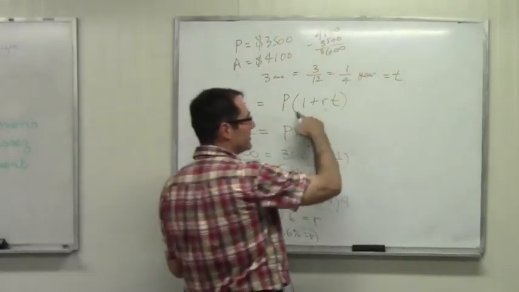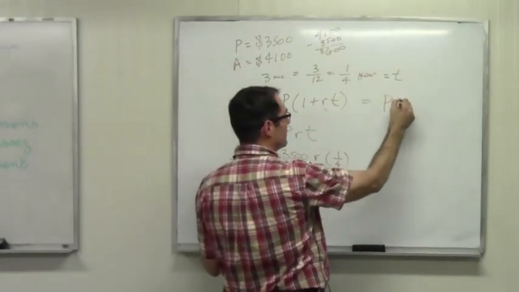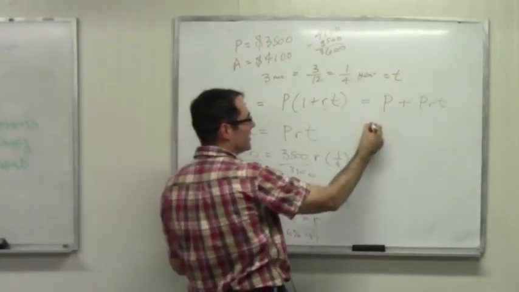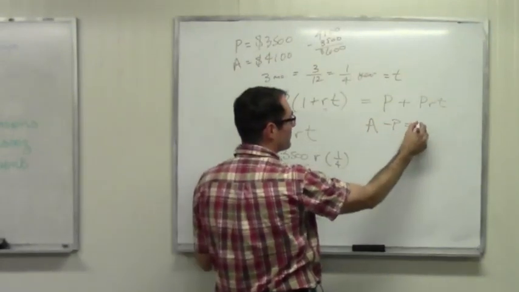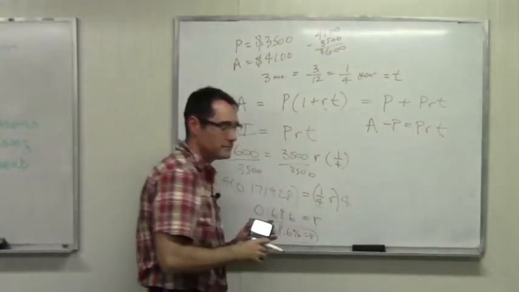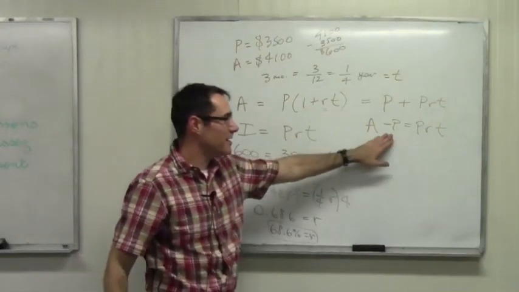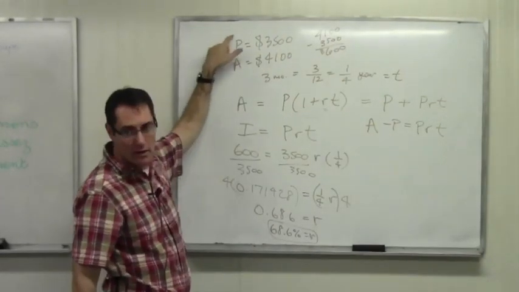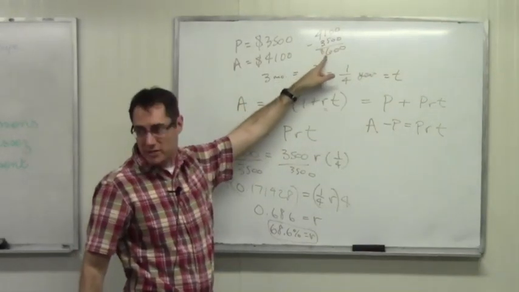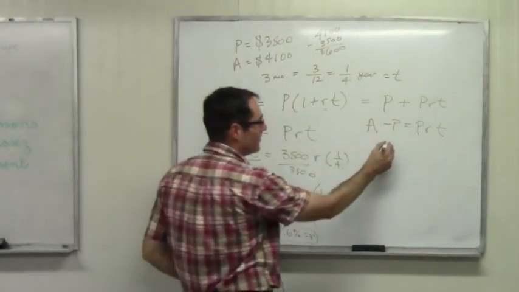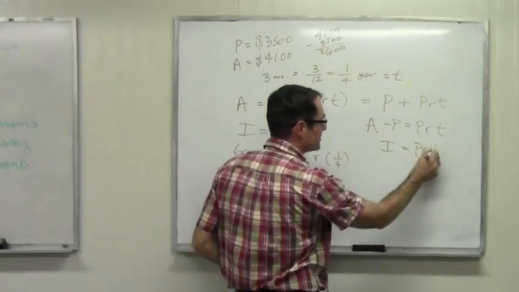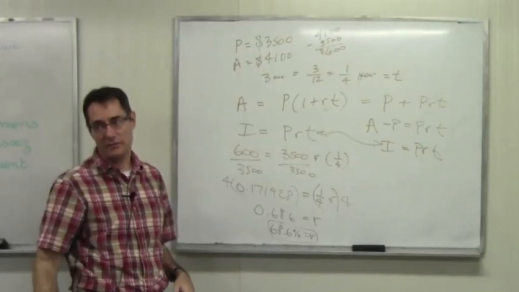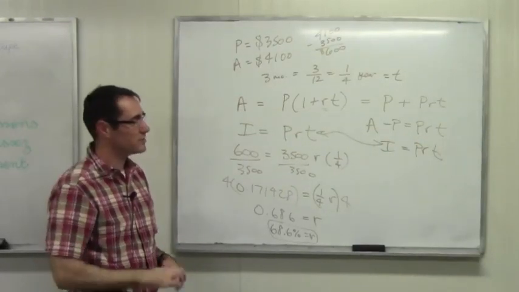By the way, if I distribute the P through here, this is P plus PRT. If I subtract P from both sides, it's A minus P equals PRT. Well, guess what? What's A minus P? 600. It's the interest. So that's why this formula, interest equals PRT, is the same as this. See how those are the same and we just kind of derived it? Yeah, works out that way.